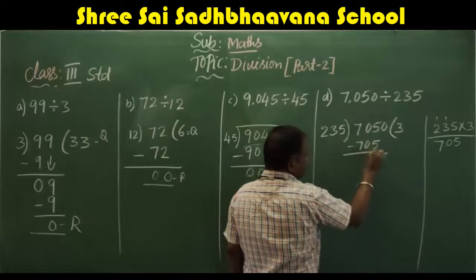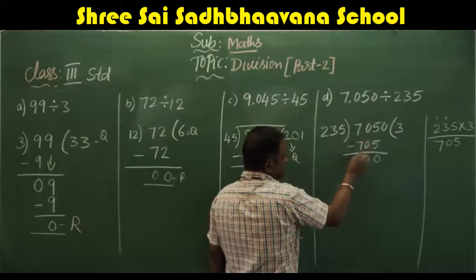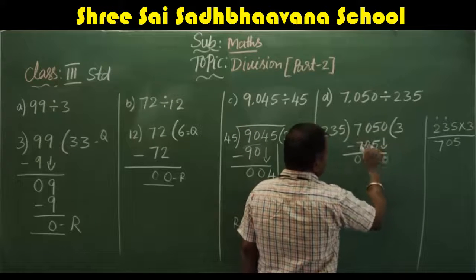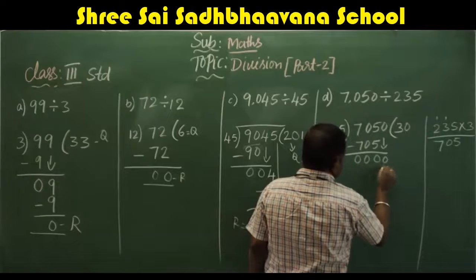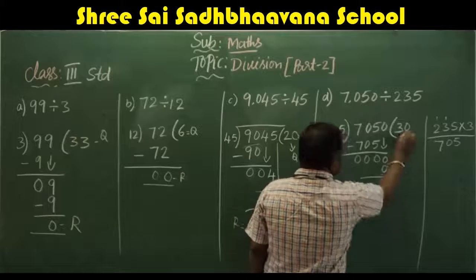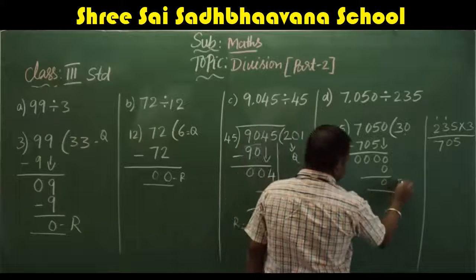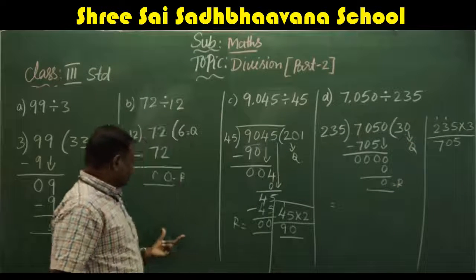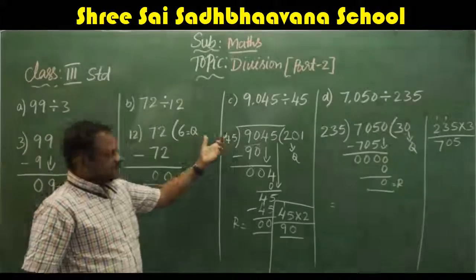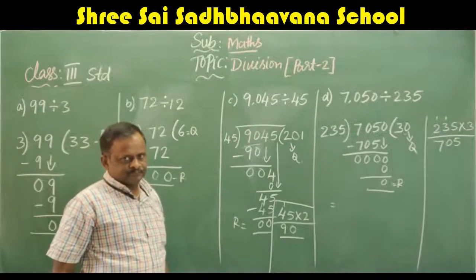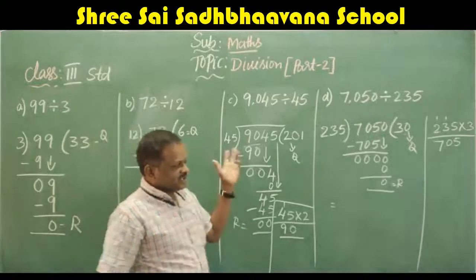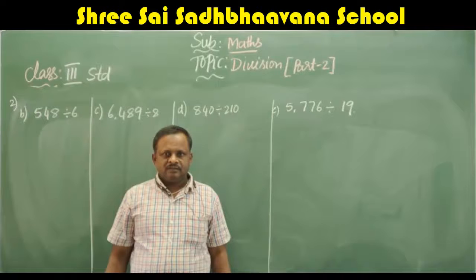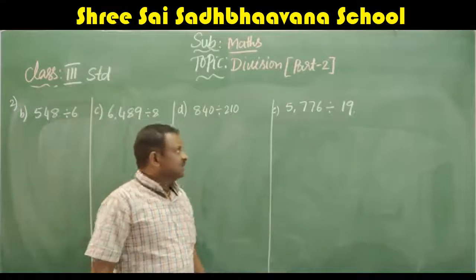5 minus 5, 0. 0 minus 0, 0. 7 minus 7, 0. I will take down the 0 here. So 235 zeros are 0. You get 0. So answer is 30. Remainder is 0. Quotient is 30. Here in all these problems, remainder is 0, you get different quotients. I hope you understand. Now we will move to the next main division.